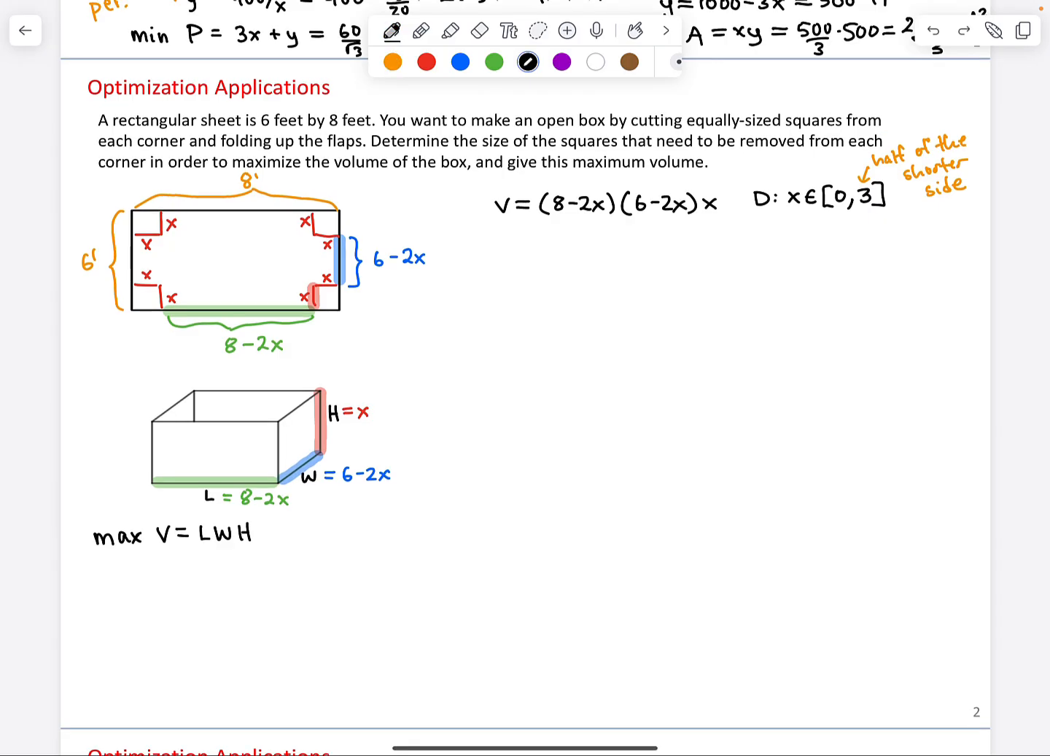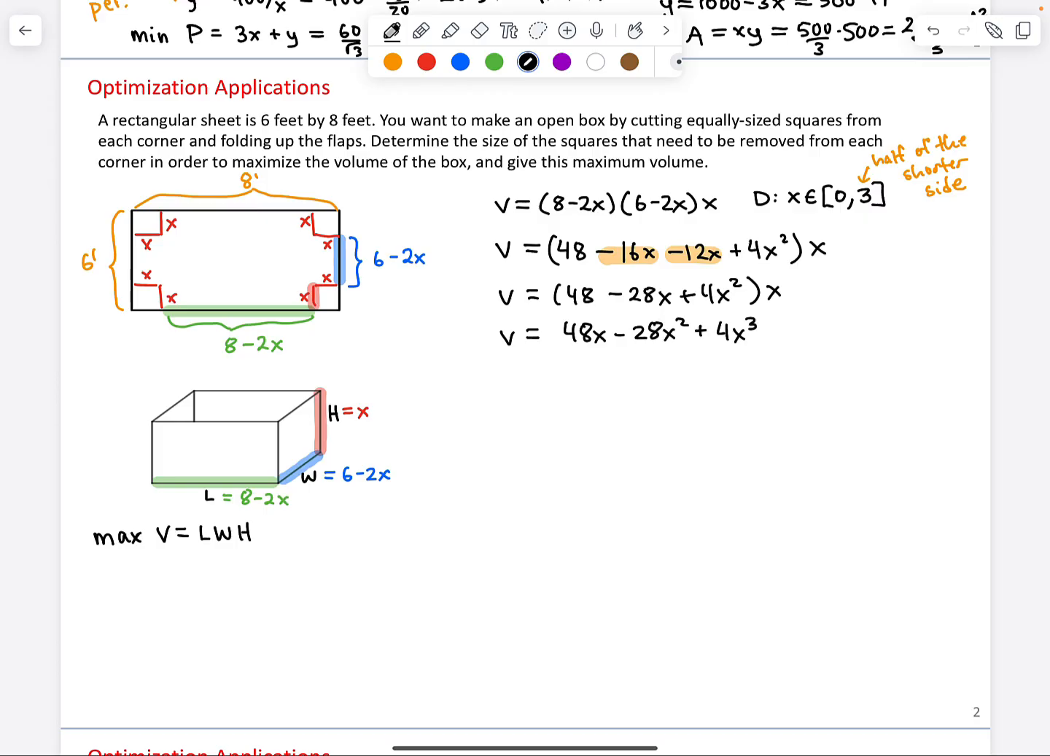Before I differentiate v, I'm going to simplify it by distributing. I'll begin by FOILing. So we have 8 times 6 is 48. 8 times negative 2x is negative 16x. Then we have minus 12x plus 4x squared. And all of this still needs to be multiplied by the x on the outside. These 2 middle terms are similar, so we can combine them. So v is 48 minus 28x plus 4x squared, and then times an x still. Distribute that x, and we get 48x minus 28x squared plus 4x cubed. Now I am ready to differentiate.